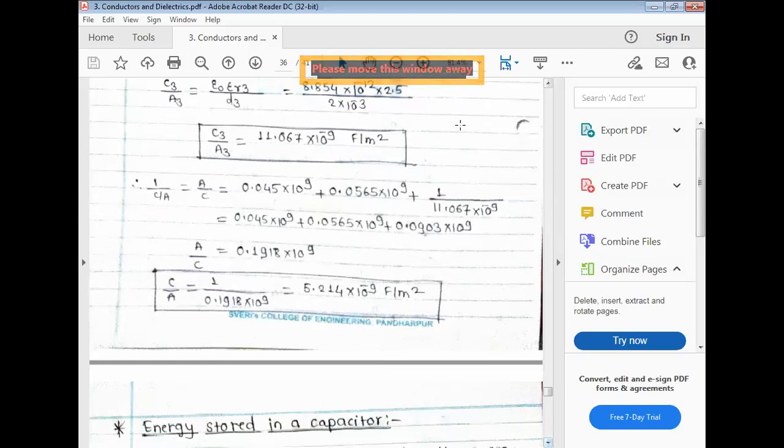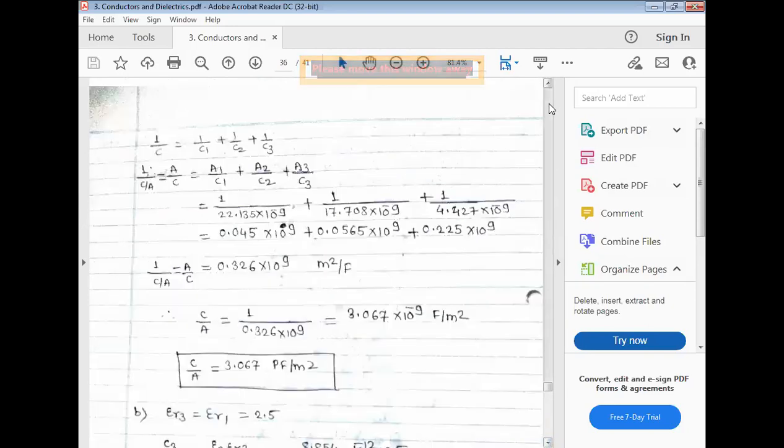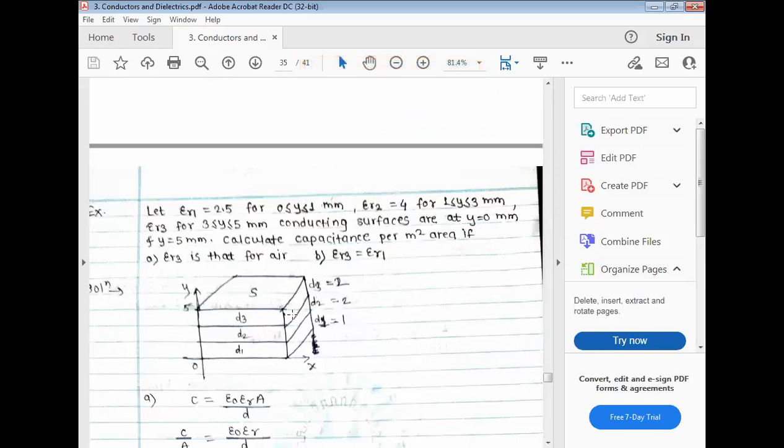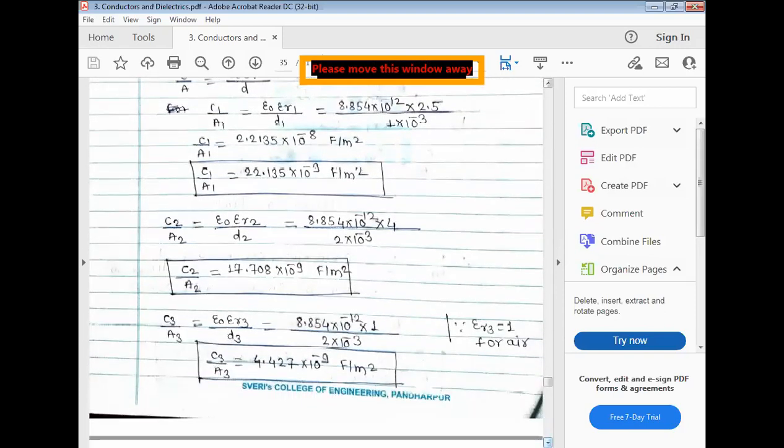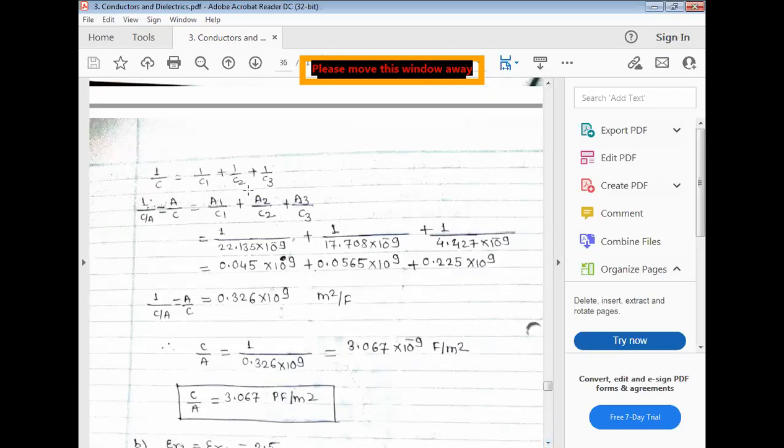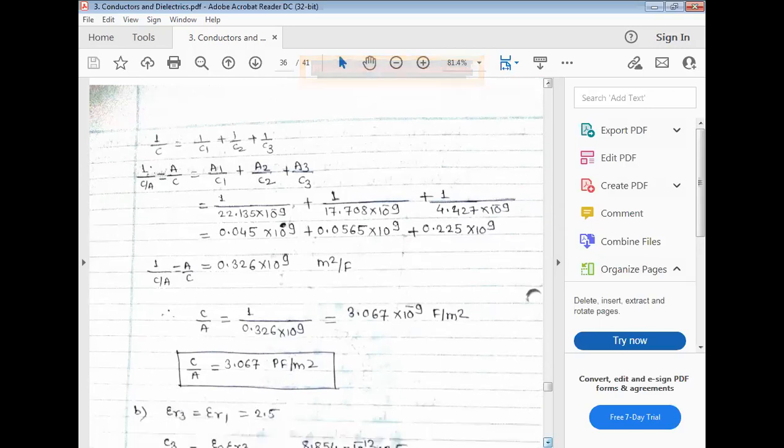Okay, so all of you understood this? How you are taking this? How to take? If this is given, you just remember this formula. For every layer, you have to find this epsilon R and D, which is already given. Then C upon A, find this. To find equivalence, you know the formula 1 upon C is equal to 1 upon C1 plus 1 upon C2 plus 1 upon C3 here. But what is asked? It is C upon A is asked, right? So write this and solve according to the questions asked.